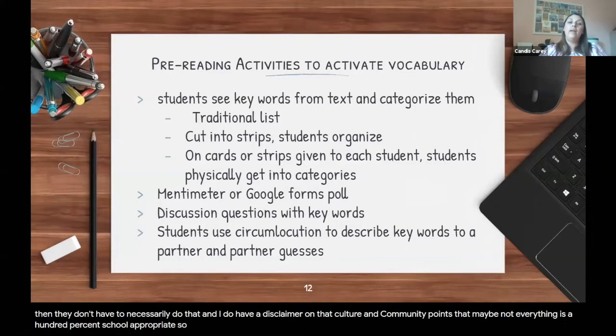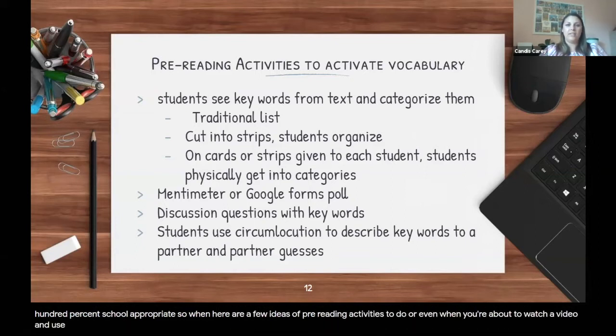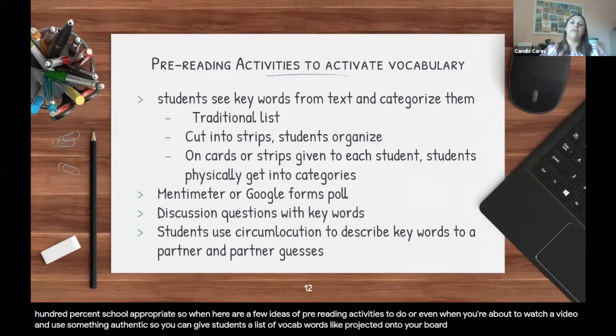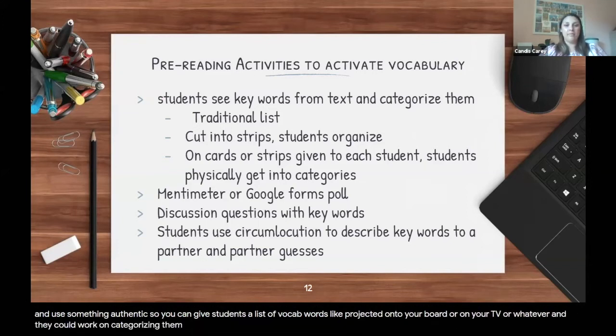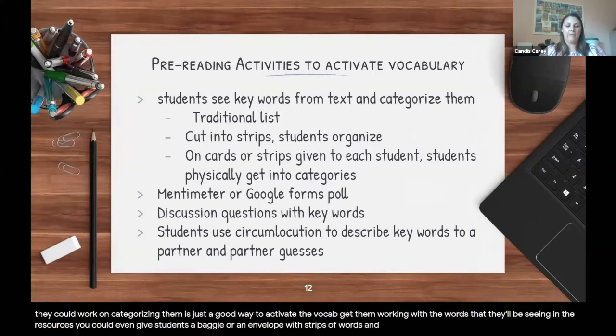Okay, so here are a few ideas of pre-reading activities to do, or even when you're about to watch a video and use something authentic. So you can give students a list of vocab words projected onto your board or on your TV, and they could work on categorizing them. It's just a good way to activate the vocab, get them working with the words that they'll be seeing in the resources. You could even give students a baggie or an envelope with strips of words, and they have to move them around into different categories.